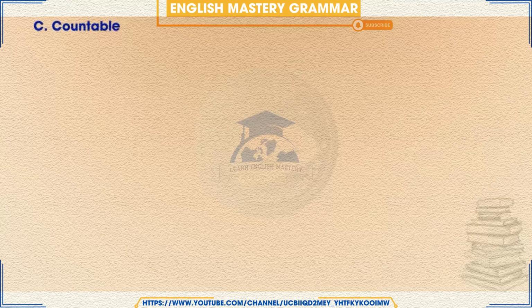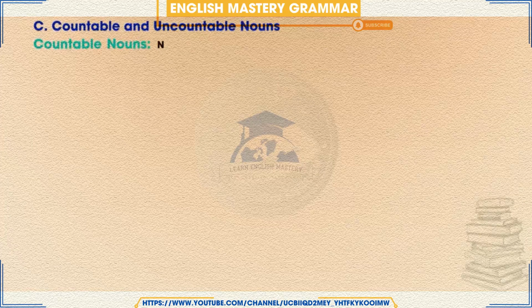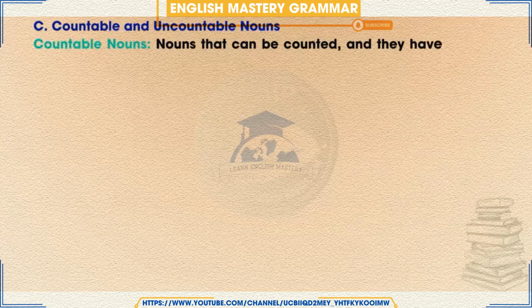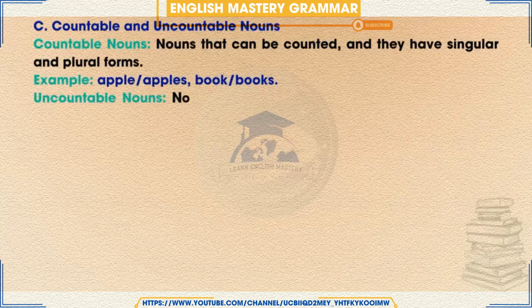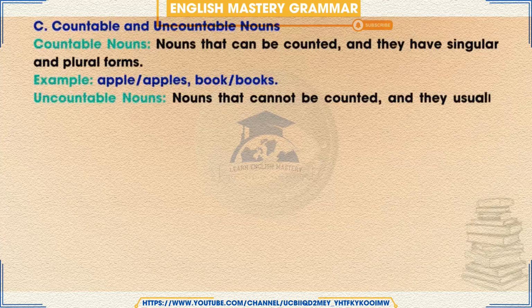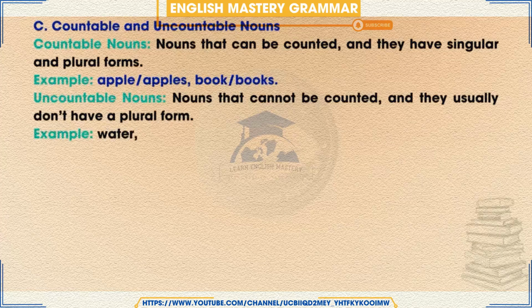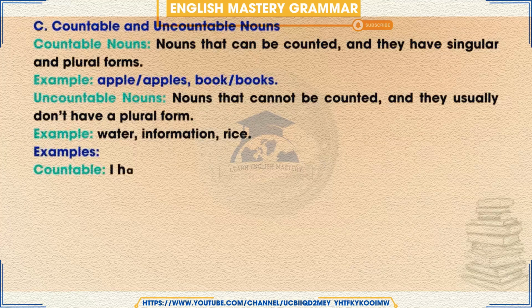C. Countable and uncountable nouns. Countable nouns: nouns that can be counted, and they have singular and plural forms. Example: apple, apples. Book, books. Uncountable nouns: nouns that cannot be counted, and they usually don't have a plural form. Example: water, information, rice. Examples: countable, I have 2 apples.